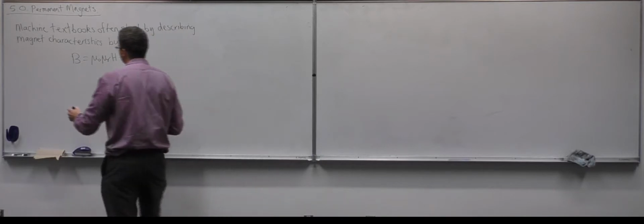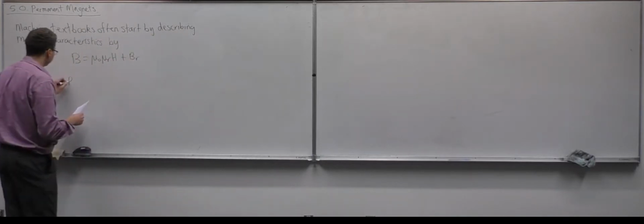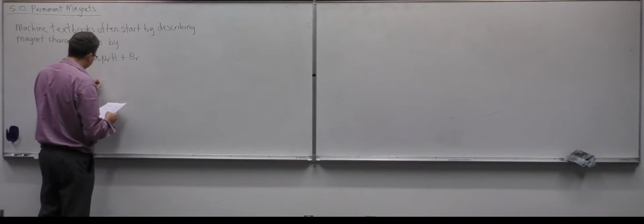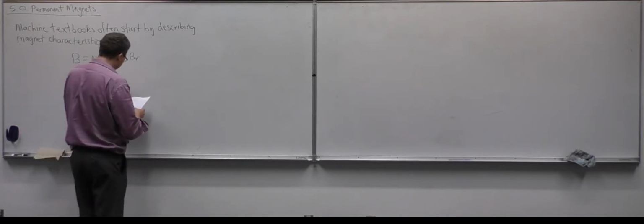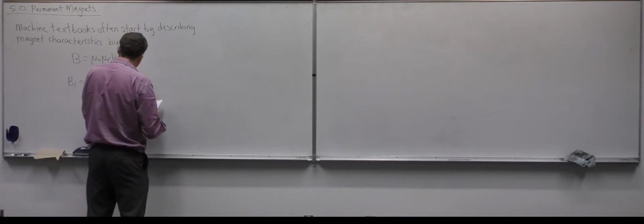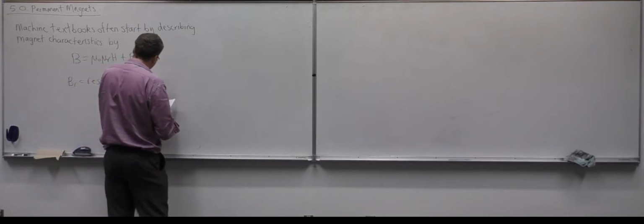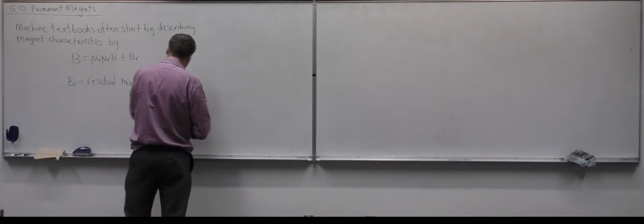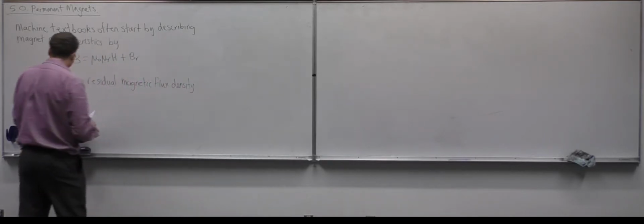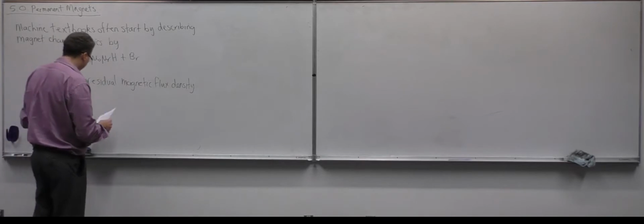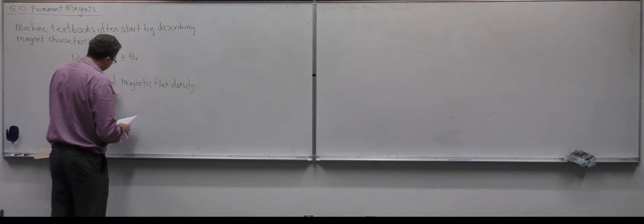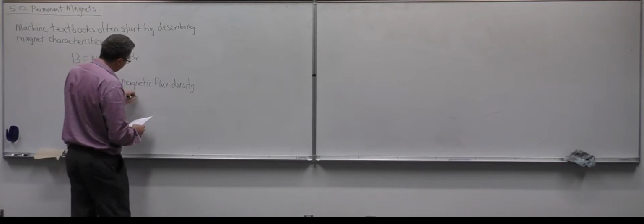So BR would be the residual magnetic flux density, and mu r is the relative permeability.